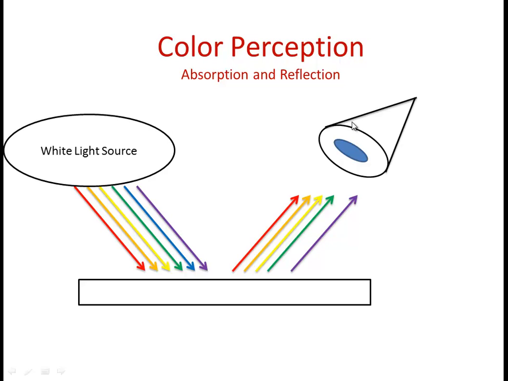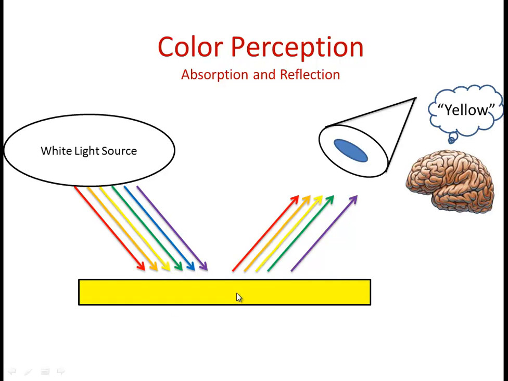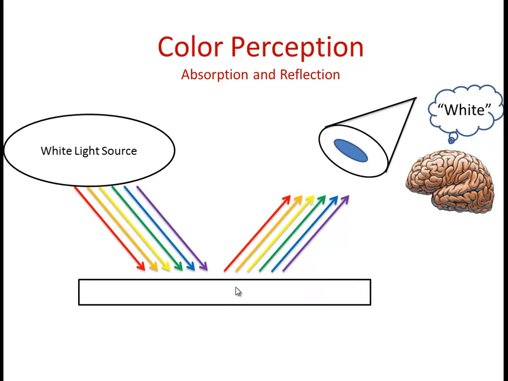Well, guess what? When your eye receives all the wavelengths of the visible spectrum minus the blue light, do you want to take a guess as to what color you see? Believe it or not, your brain will interpret that object as being yellow in color. So pretty bizarre, huh? All right, let's take another example.